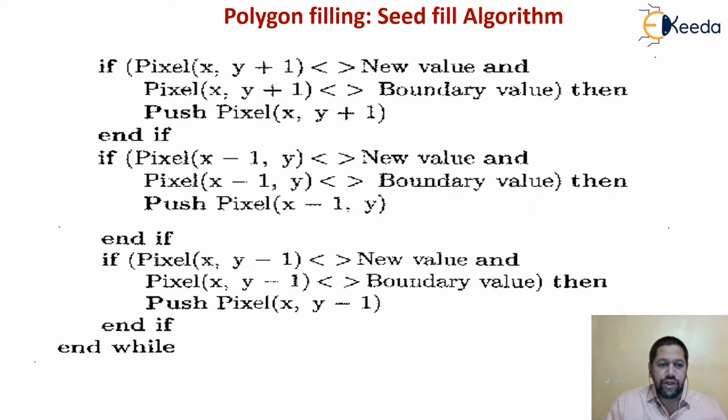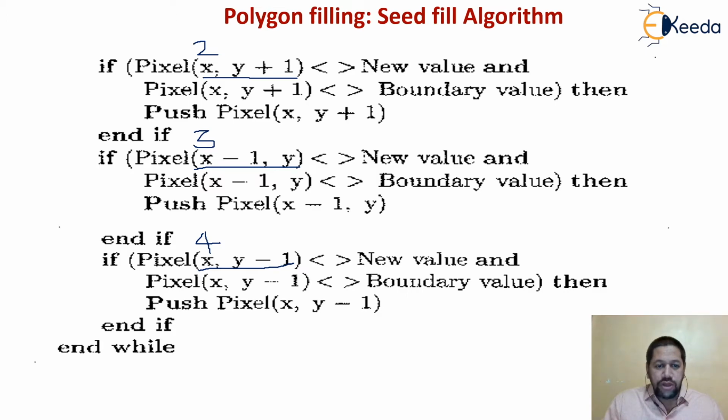Yes, we are now considering the pixel x comma y plus 1, x minus 1 comma y, and x comma y minus 1. So now I am considering all the three neighboring pixels. First pixel is x plus 1 comma y, which we have seen in the previous slide. The second pixel is x comma y plus 1. This is my third neighbor pixel, x minus 1 comma y, and this is going to be my fourth pixel, x comma y minus 1.